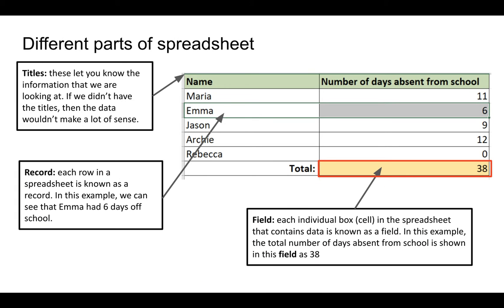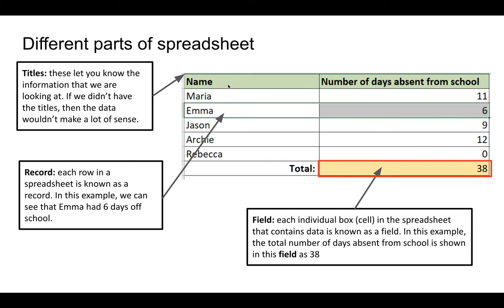So if we have a little look at the different parts of a spreadsheet, it's important to know what each part is called and how we can read them and what the different parts are actually telling us. So the first thing we're going to look at is the titles. These let you know the information that we are looking at. If we don't have the titles, then the data wouldn't make a lot of sense.